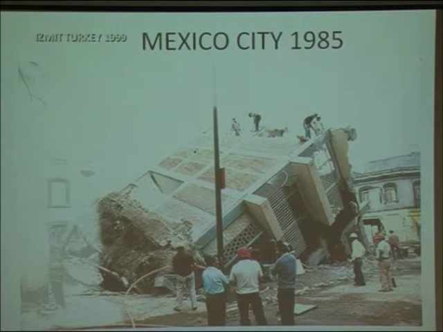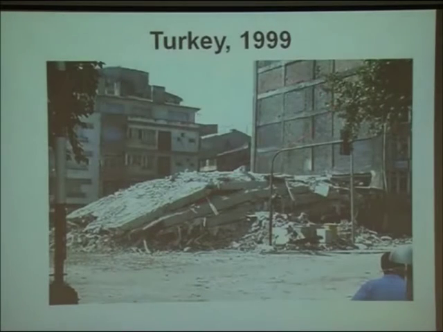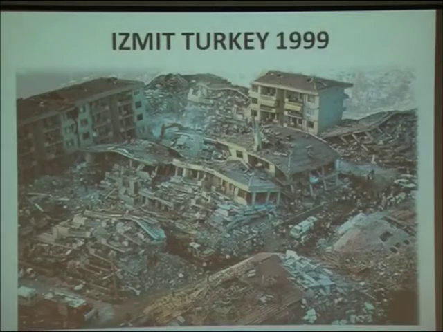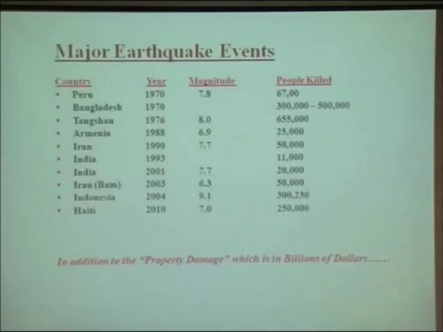This is Mexico City in 1985. The entire building pulled out of its foundation. As engineers, we can tolerate everything, but not for a building to collapse in this manner. This is not allowed. This is Izmit in Turkey in 1999.